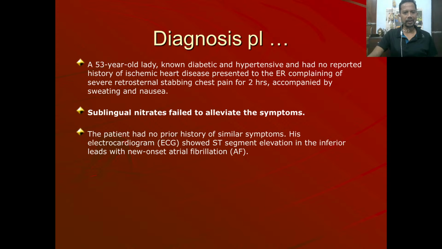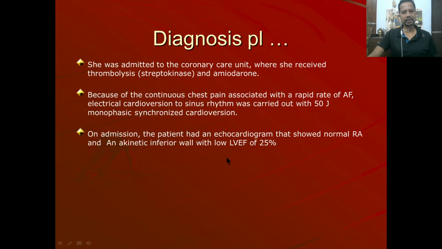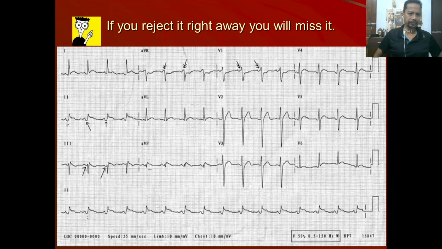So we will talk about atrial fibrillation. This lady had chest pain, and sublingual nitrates did not alleviate the pain. ECG showed atrial fibrillation with inferior wall changes, and she was admitted. It did not subside, and she was given cardioversion, and the rhythm became normal, and now this is the ECG. Actually this patient is having atrial MI.